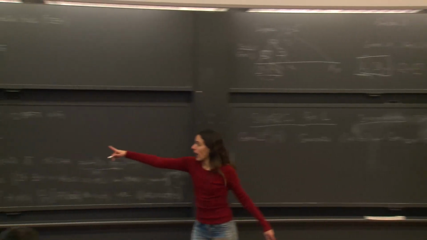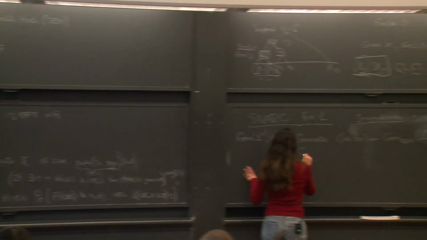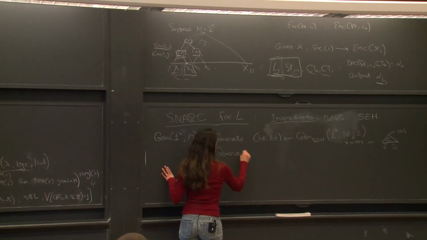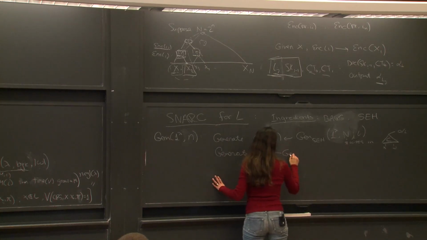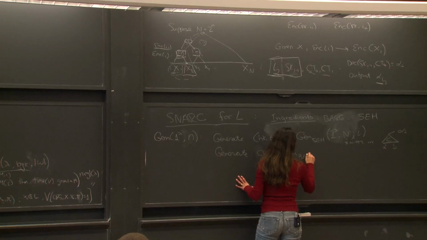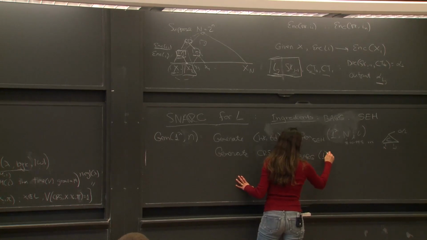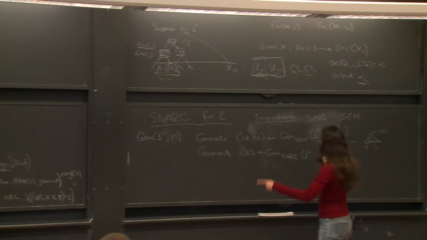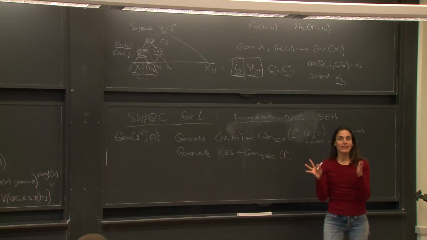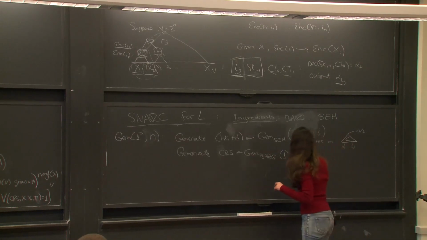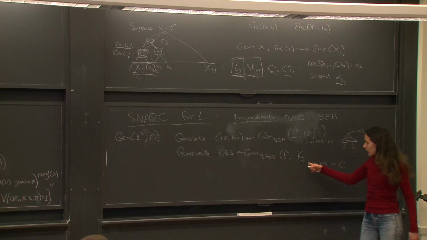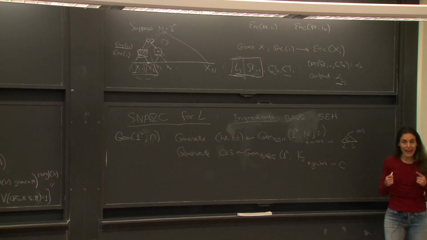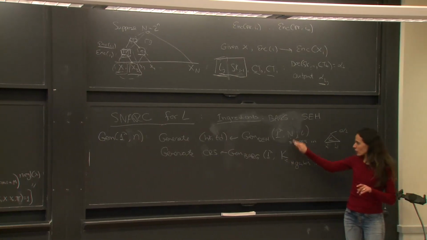And then you also generate a CRS for the BARG. So you generate the CRS for the BARG, and this will be with the security parameter 1 to the lambda. K, the number of statements, is like the number of gates in the circuit. So K is going to be the number of gates in C, because we're going to prove that every gate is satisfied. So usually K and N are very similar.